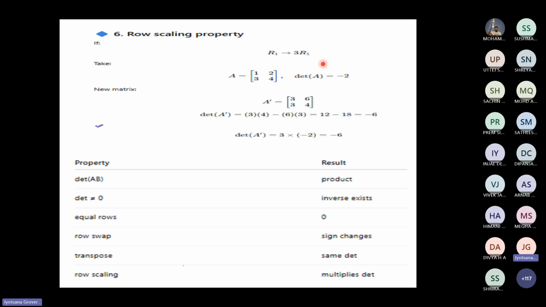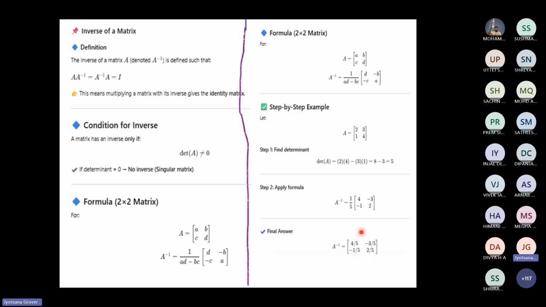Okay. Now this is the summary of the properties. The determinant of the product of two matrices is the product of the determinants of the individual matrices. If the determinant is non-zero, the inverse exists. If the matrix has two equal rows, the determinant will be 0, as you have seen. If you do any row swap, the sign of the determinant changes. If you take the transpose, the result is the same determinant as the original one. If you do row scaling, you have to multiply the determinant by the scaling factor. That's it. These are the row properties.